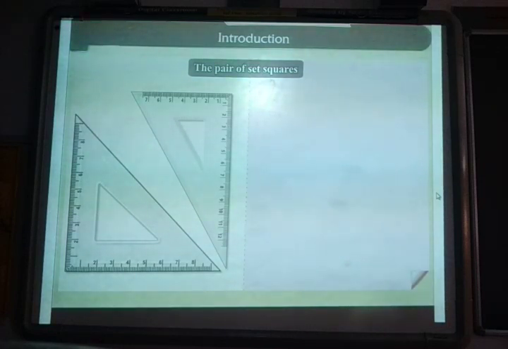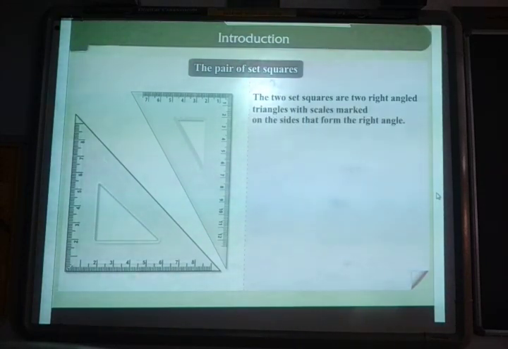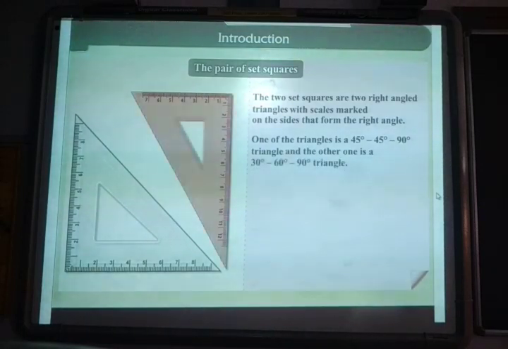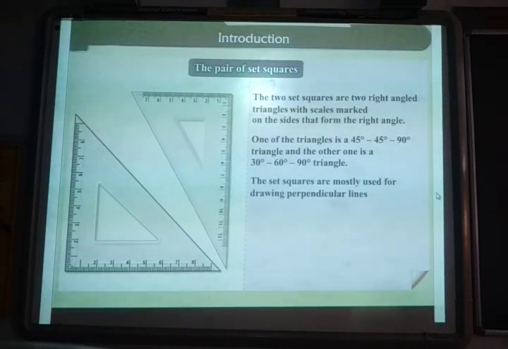5. The pair of set squares. The two set squares are two right-angled triangles with scales marked on the sides that form the right angle. One of the triangles is a 45 degree, 90 degree triangle, and the other one is a 30 degree, 60 degree, 90 degree triangle. The set squares are mostly used for drawing perpendicular lines and segments, and also for drawing parallel lines.